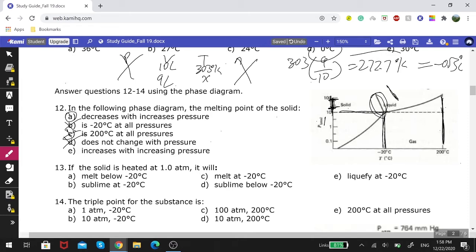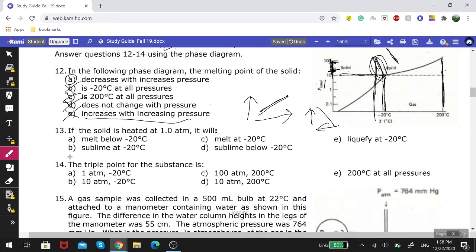And increases with increasing pressure? As pressure increases, the melting point actually decreases. If this was true, then as pressure increases, our temperature would also have to increase, so the line would look like that. But since the line looks like this, as pressure increases, temperature actually decreases. So our answer choice is A.